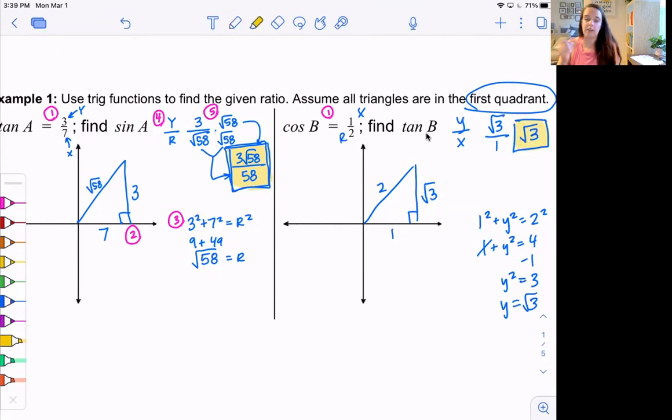All right. So again, we had those same steps. Step 1 was figure out what letters they are giving me. Step 2, label your triangle. Step 3, Pythagorean theorem. Step 4, write the new ratio. And step 5, simplify. So same 2 things there. Okay.